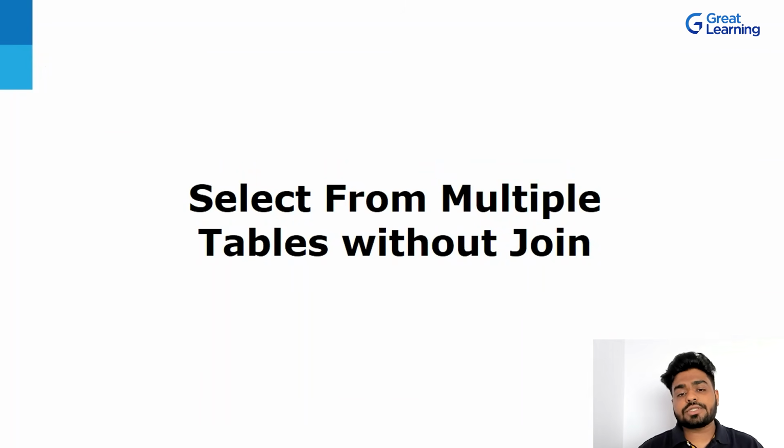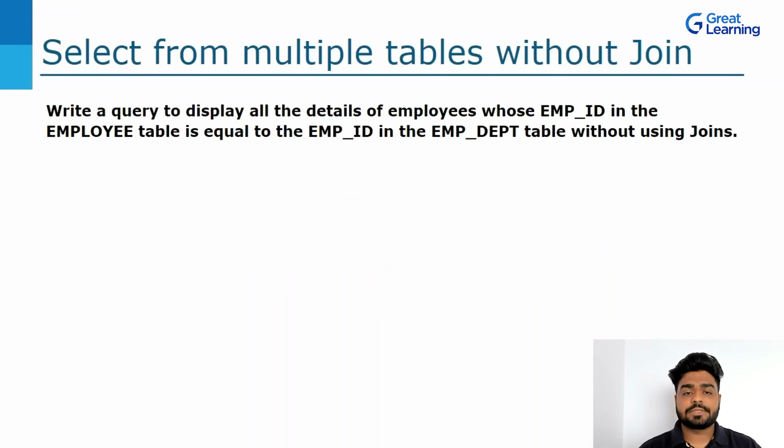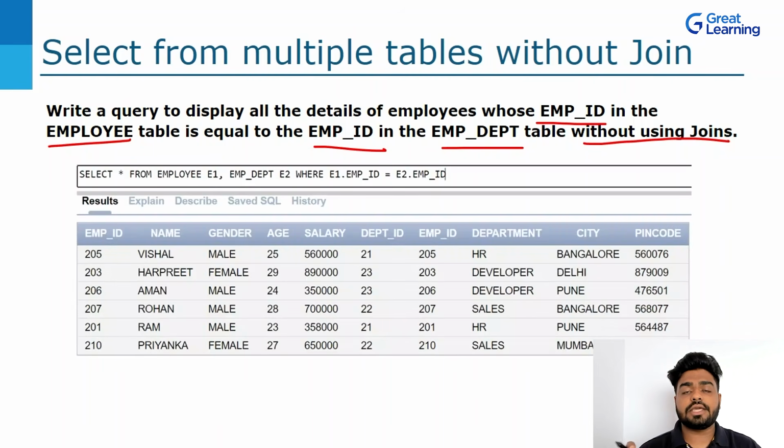Now we are on our next topic, which is selecting from multiple tables without join. This is very easy. We don't have to use a join. Without a join, we have to select from multiple tables. We have already seen this, but let's see it once more. Write a query to display all the details of employees whose employee ID in the employee table is equal to the employee ID in the employee department table, without using joins. If you talk about this topic, we have already seen one statement where we are not using joins, which is this.